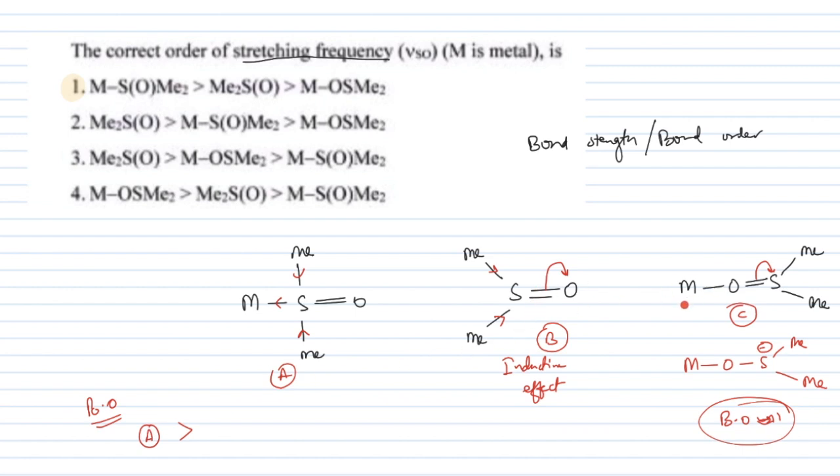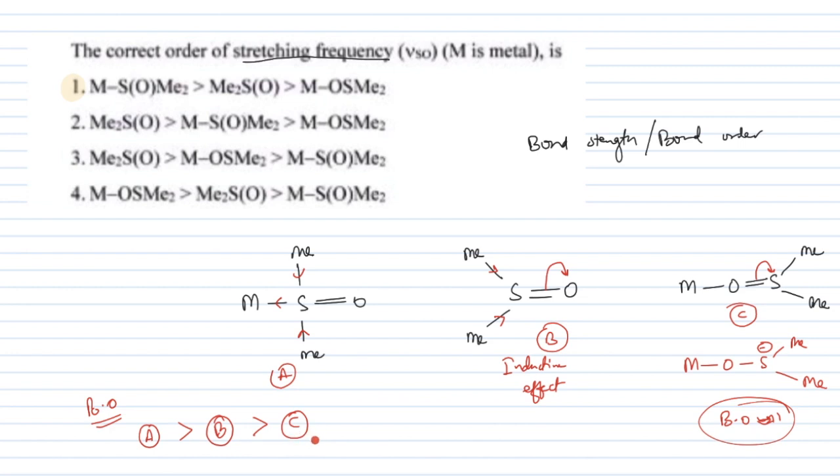Now talking about B and C, here the inductive effect is there and here the resonance effect is there. Obviously you know that the resonance effect is given more priority over the inductive effect. So it means C will make it weaker. The bond between oxygen and sulfur will become weaker over here because of the resonance effect. Here the inductive effect is there, so the bond will be weaker, but not as much as in C. So if you compare B and C, B has a little stronger bond order than C. So this is the order of your bond order.